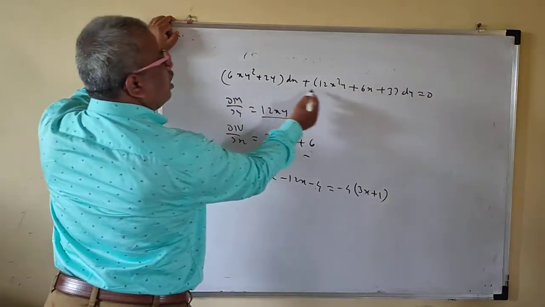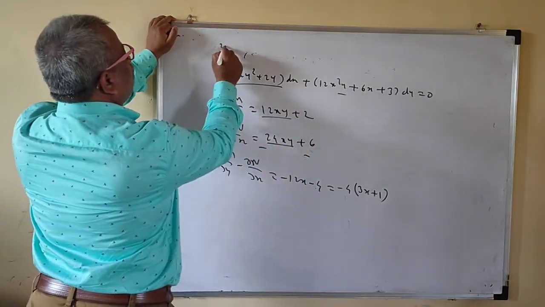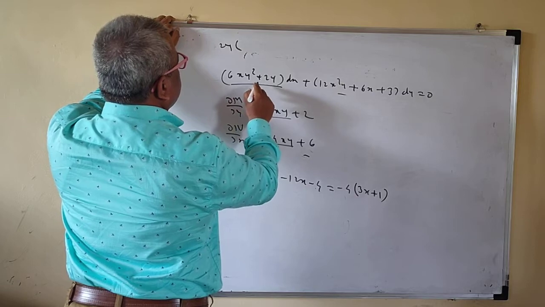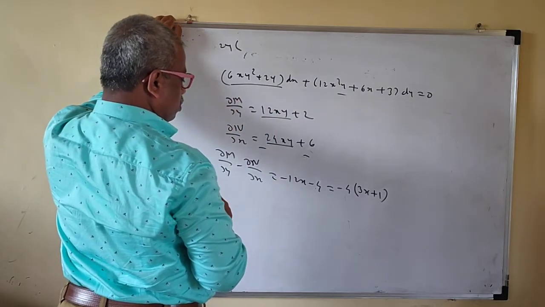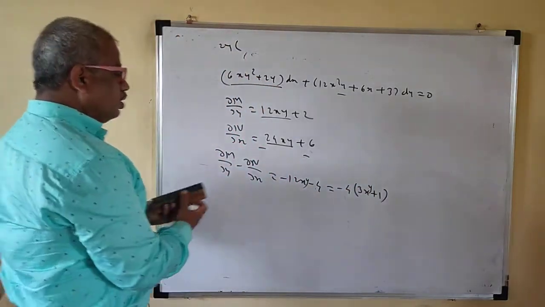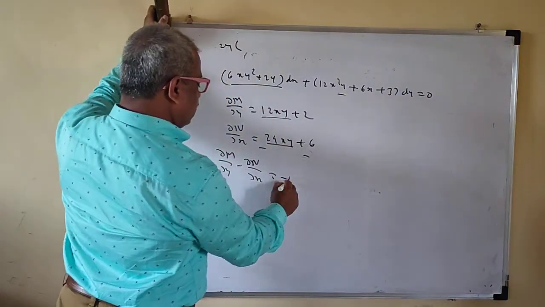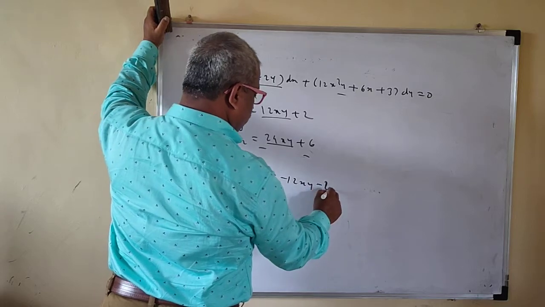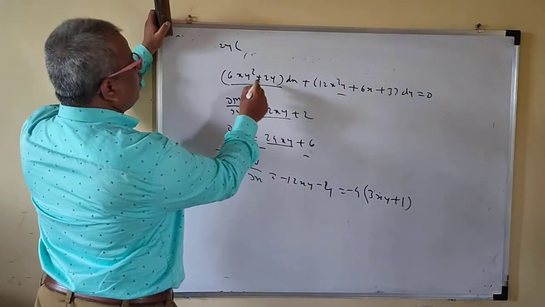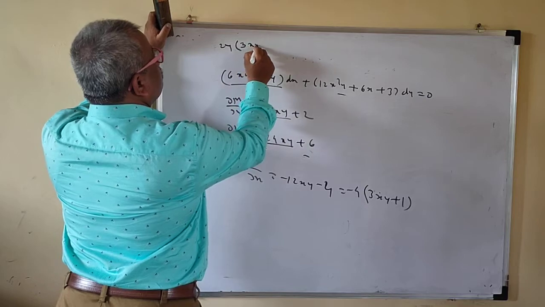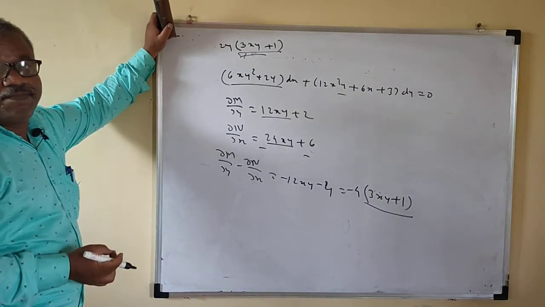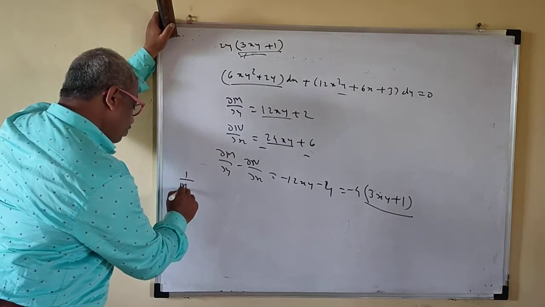Here I cannot take any common factor in N, but in M I can take 2y common. M is 2y times (3xy plus 1). And the numerator is minus 12xy minus 4; if I take minus 4 common, then this is 3xy plus 1. See, 3xy plus 1 is here and 3xy plus 1 is here. That means we have to divide by M, so 1 upon M.